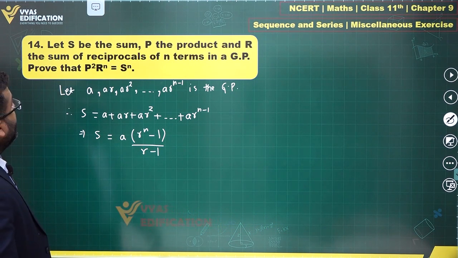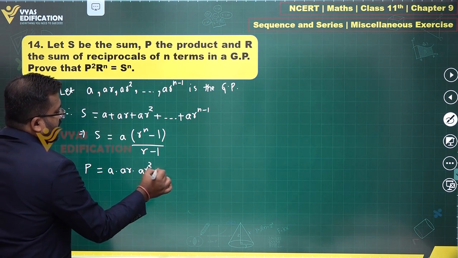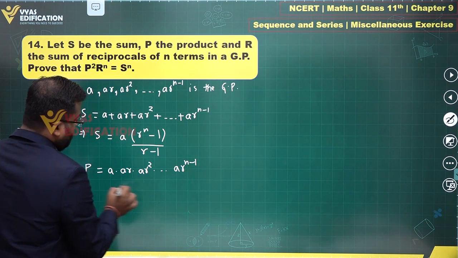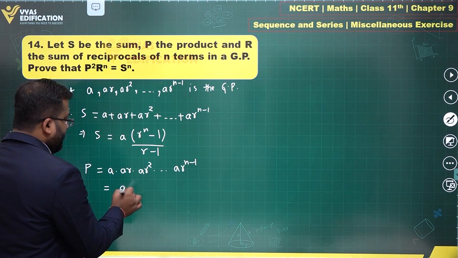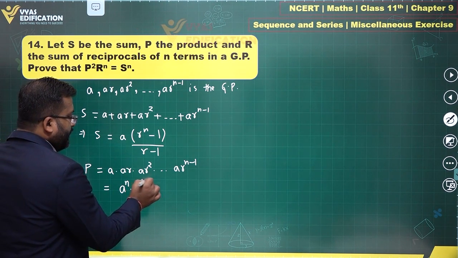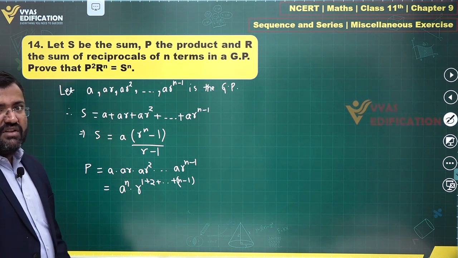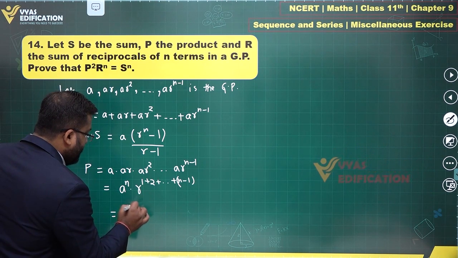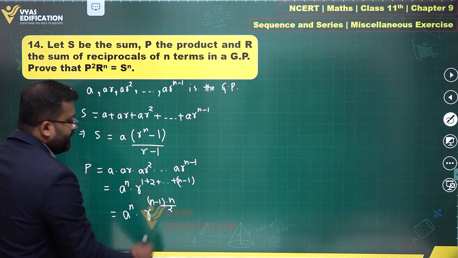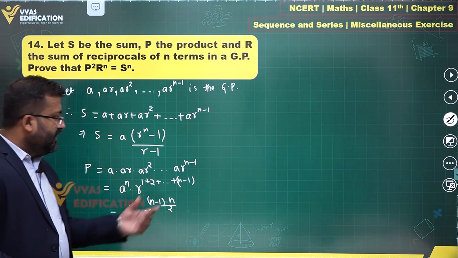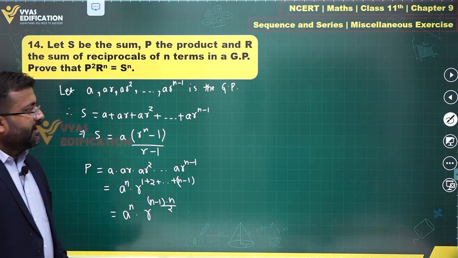That's one thing. P, the product. P is A into AR into AR square, dot, dot, dot, AR power n minus 1. What is that? A power 1 is multiplied n times, so this is A power n. R power 1 plus 2 plus dot, dot, dot, plus n minus 1. This is the sum of the first n minus 1 natural numbers. The sum of the first n natural numbers is n into n plus 1 by 2. The sum of the first n minus 1 natural numbers will be n minus 1 into n minus 1 plus 1 upon 2. That's what you'll get.